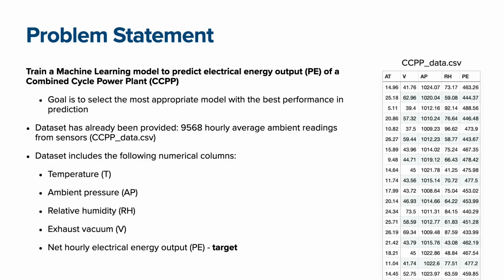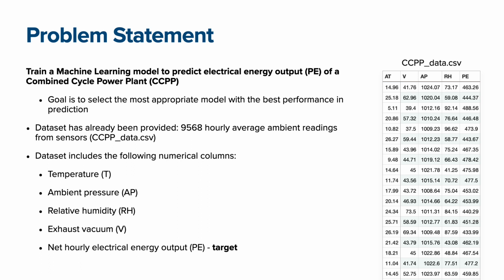Beginning with the problem statement, we were given the task of training an ML model to predict the electrical energy output, or PE, of a combined cycle power plant. The goal was to select the most appropriate model that would have the best performance in predicting this PE value given other environmental sensor inputs.